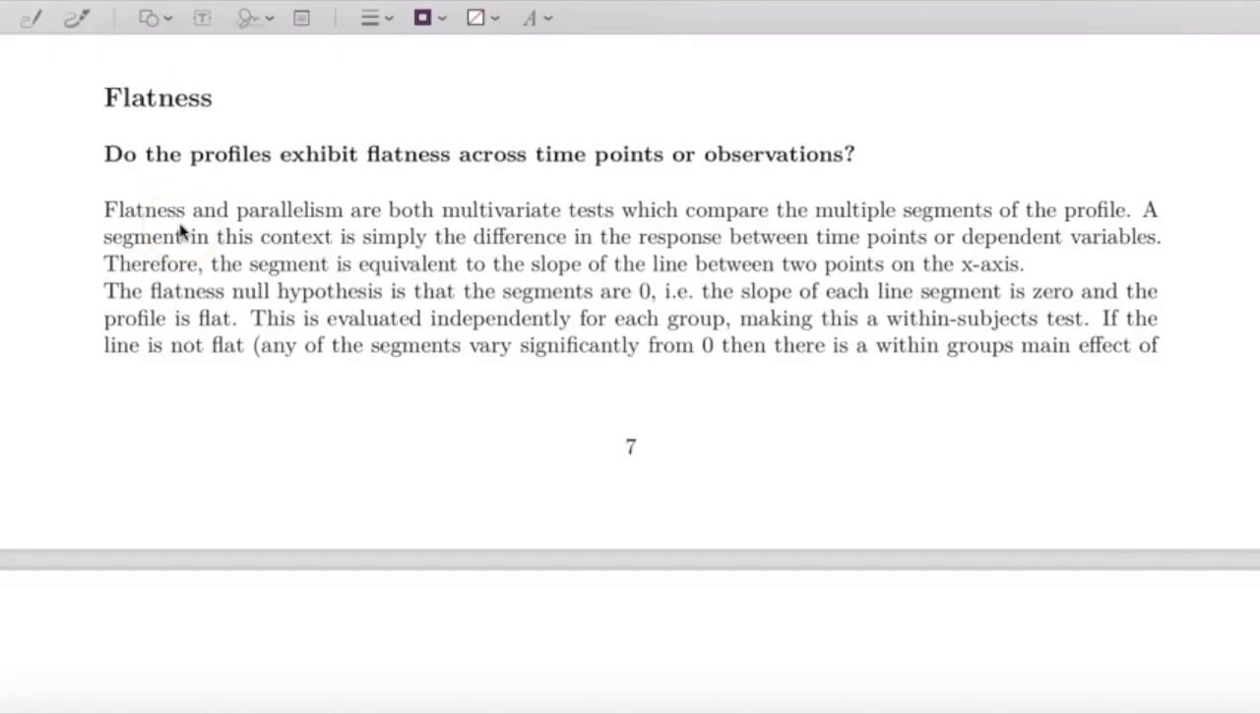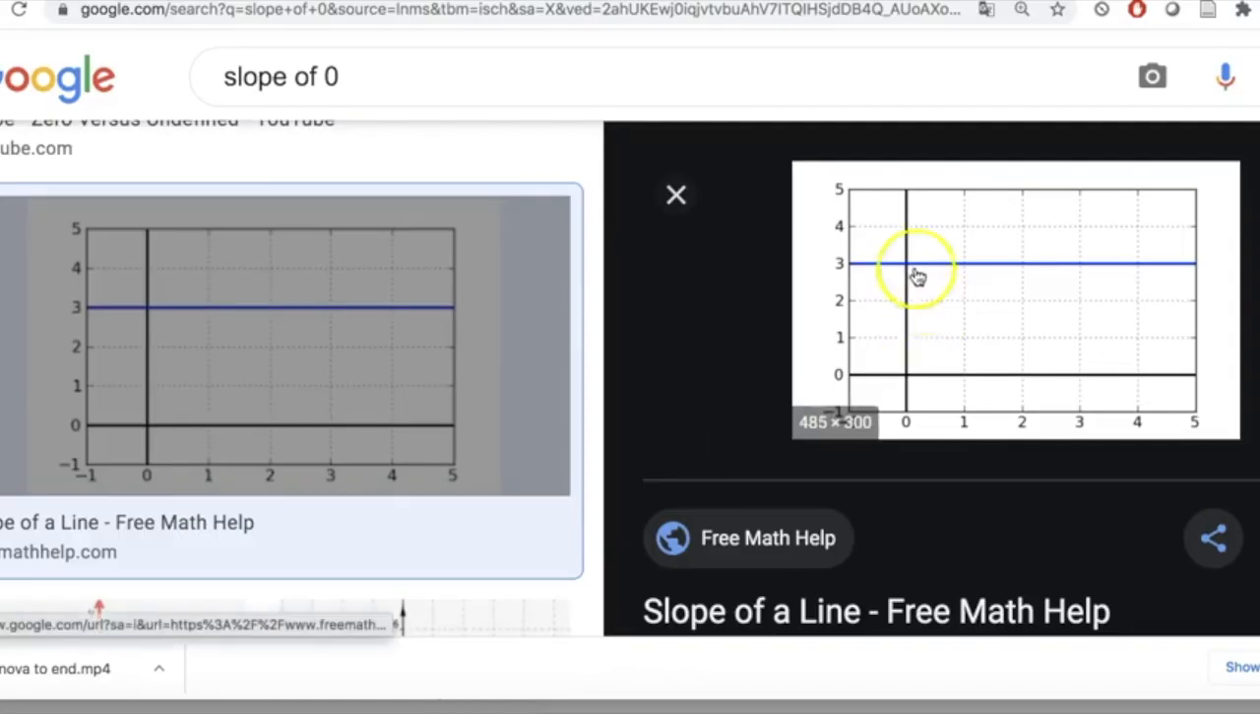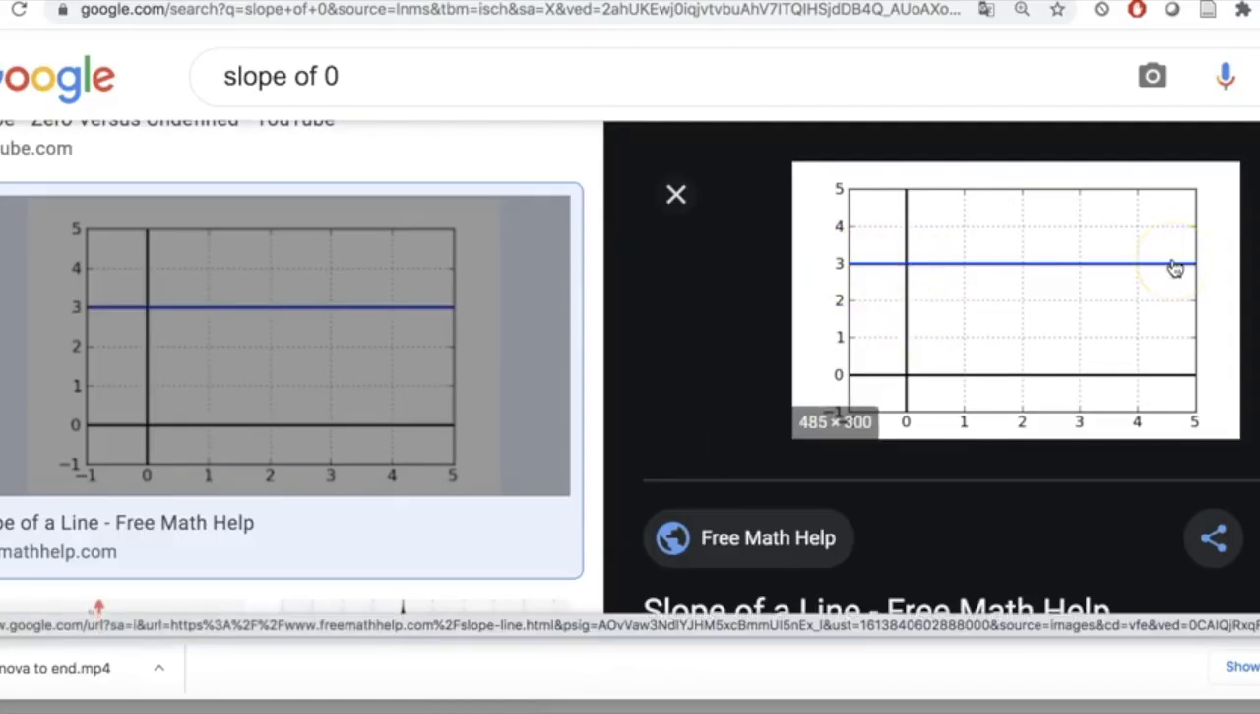Another question you can answer with profile analysis is flatness. Do the profiles exhibit flatness across time points or across the repeated measurements? So what we do here is we compare the multiple segments between the time points or repeated measurements to see if there was a change. How would we know? Well, remember what a slope of 0 would look like. It's just a flat line.